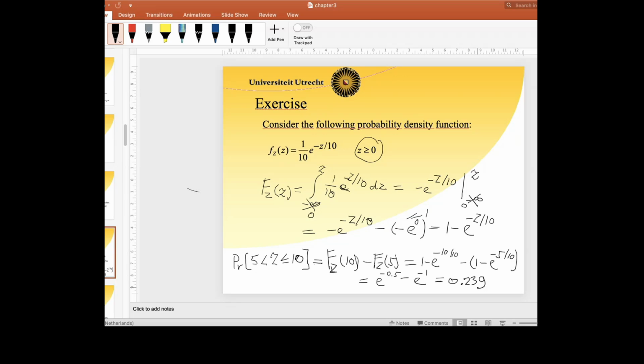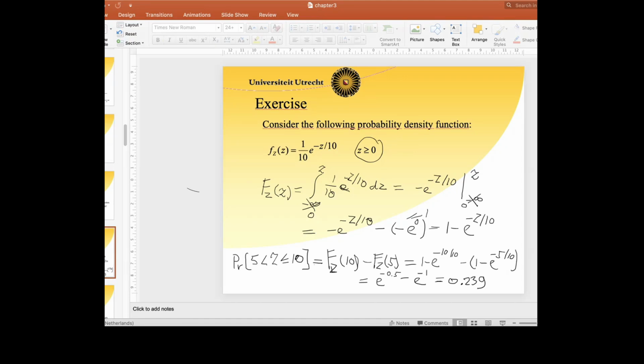This is how it is. So this is the outcome. This is the probability. I first calculated the cumulative probability distribution from the probability density, and then I could calculate what the probability is that something is between two values. Okay. Let's move on.